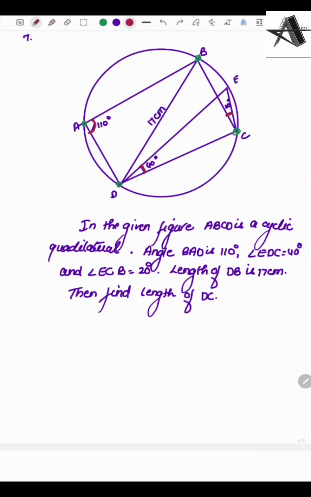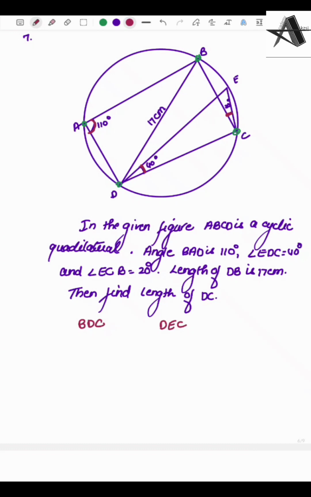Which length do we have to calculate? This length. If we have to calculate this length, obviously our main focus is the triangle. There are two different triangles of which DC is a part: the triangle BDC as well as triangle DEC. If it's a part of both triangles, I need to see which triangle will help me. I'll start with the one whose maximum things are known, but for both triangles, I couldn't find anything.